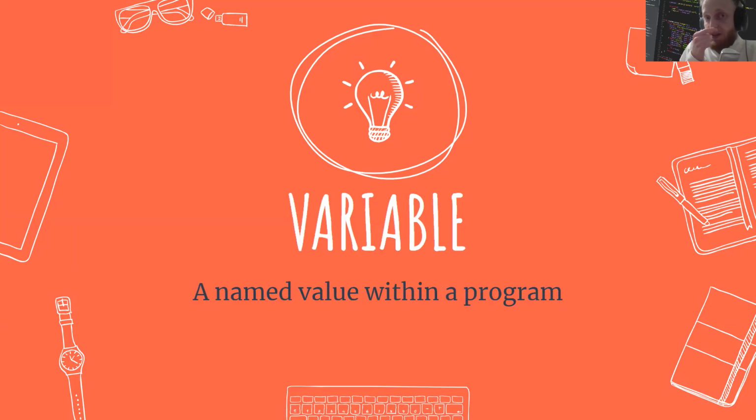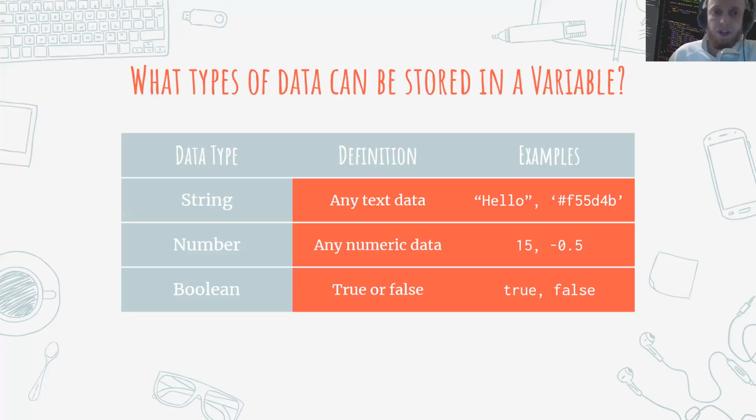The second term here is variable. A variable is a named value within a program. So a value could be a number, it could be some text, it could be an entire image. It's just some data that we're storing in our program and using in our program. So a variable is a name attached to that data that we're using. So there's lots of different data types out there. A couple of the basics are these three right here.